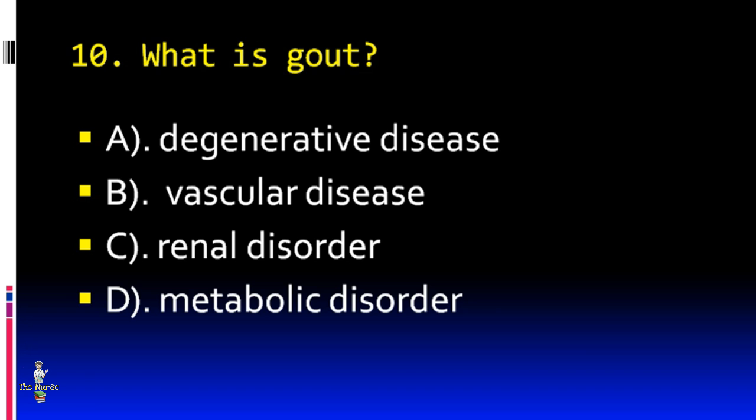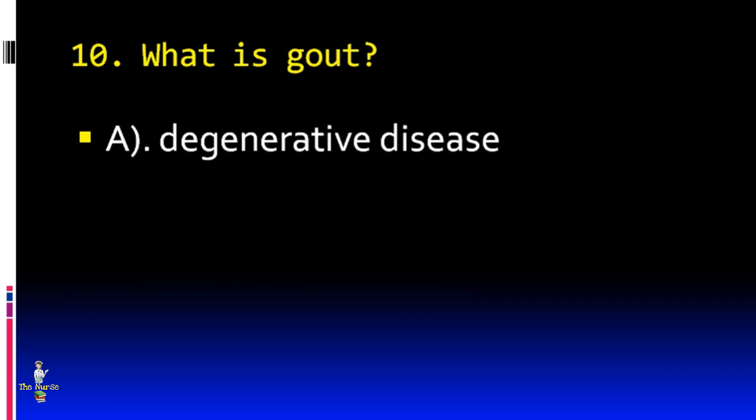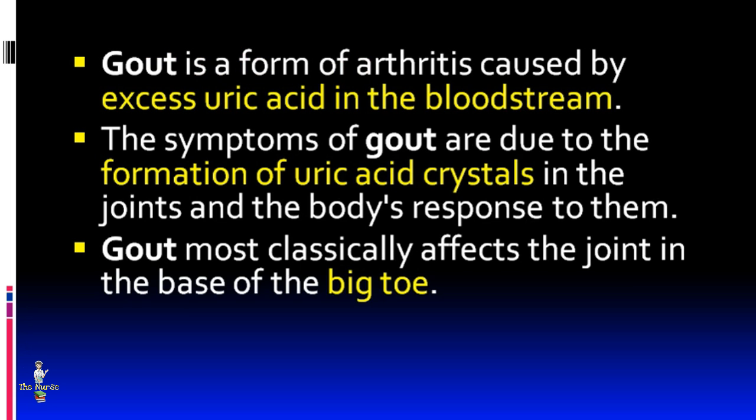Correct answer is degenerative disease. Gout is a form of arthritis caused by excess uric acid in the bloodstream. The symptoms of gout are due to the formation of uric acid crystals in the joints and the body's response to them. Gout most classically affects the joints in the base of the big toe. Next question.